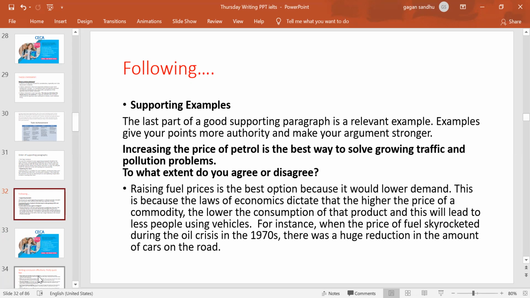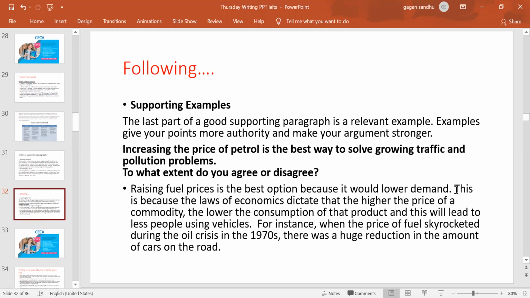So this is the body paragraph, right? Now I'm starting to write the body paragraph. I'll be writing my topic sentence: Raising fuel prices is the best option because it would lower demand. Now this is my opinion. I agree to the situation mentioned in the essay statement.